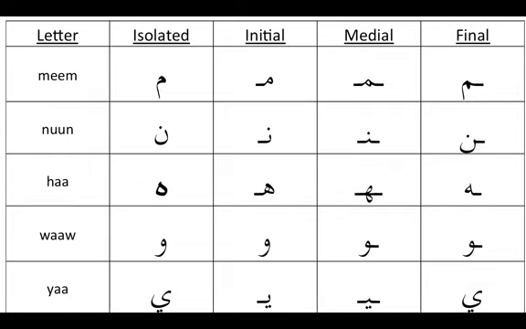And then we talked about 2 exceptions to the rule. We talked about the ta marbuta. The ta marbuta looks kind of like a ha with 2 dots on it. When a word ends in it and you break your breath, it sounds like a ha. But if you don't break your breath, it sounds like a ta, and it's called a ta marbuta.